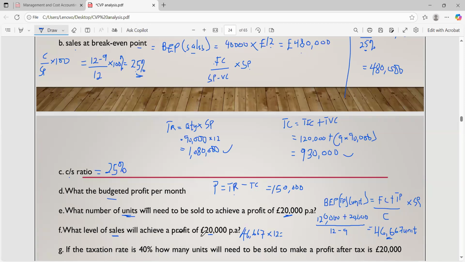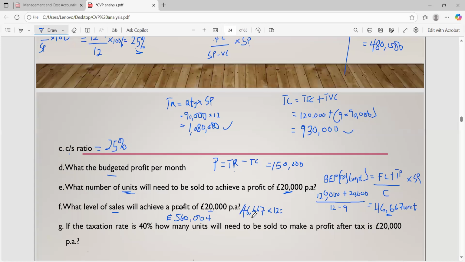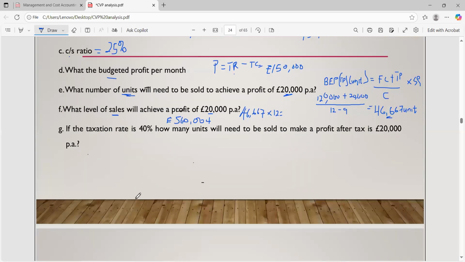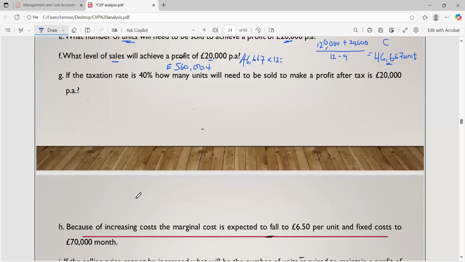500 and 560,004. Okay. So this £4. Please be writing the unit measures and all that attached to it. So here the profit would have been in pounds, 150,000 pounds.